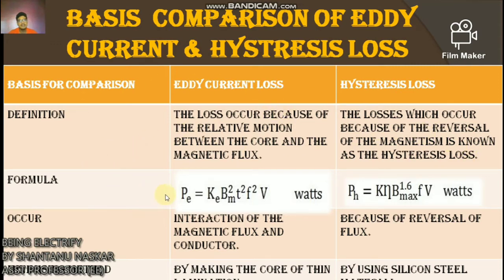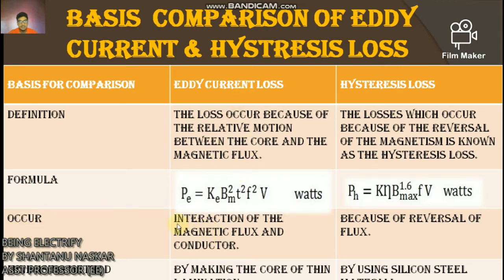The formula for eddy current loss is Pe equals Ke B squared max T squared F squared V watt, and for hysteresis, Ph equals Kh B to the power 1.6 max F V. This also I have already discussed, and why these losses occur.